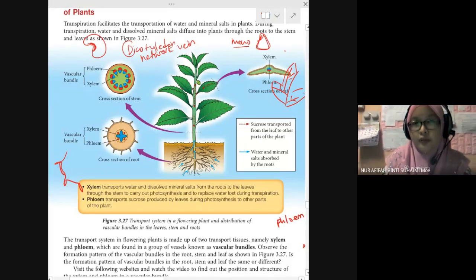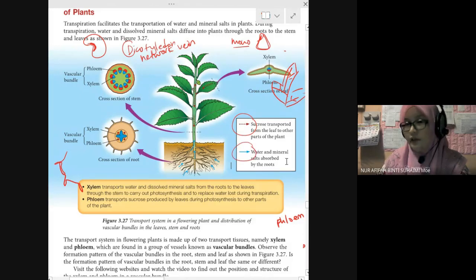So the direction of transportation is different. For phloem, it makes food in the leaf, right? So phloem transports glucose or food from leaf to stem to the root. The red color arrow. And the blue ones are for water, from root to the leaf. Phloem from leaf to root. Okay, opposite direction, phloem and xylem.